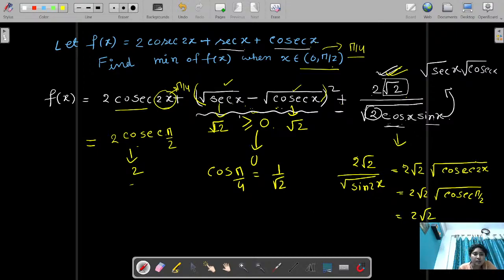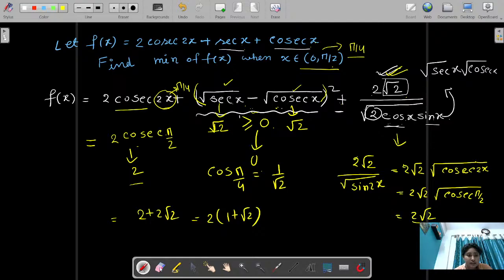Okay, so here we will get 2, here 2 root 2, and this value is 0. So what is the minimum value we are getting? We are getting 2 plus 2 root 2. Okay, so our answer is 2 plus 2 root 2, or we can write 2 into 1 plus root 2. Okay, so that is the answer.